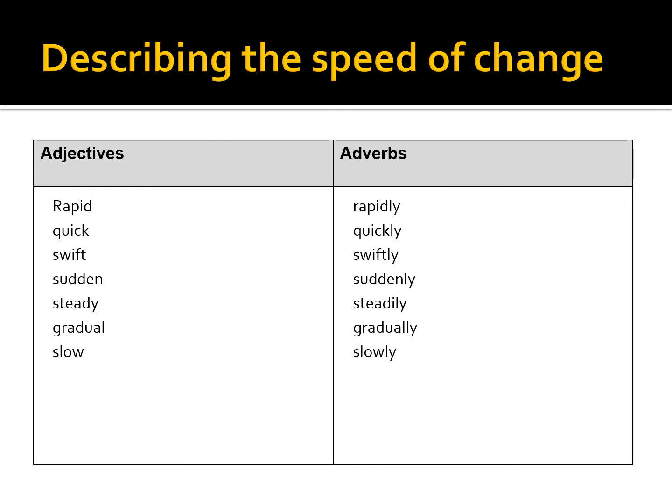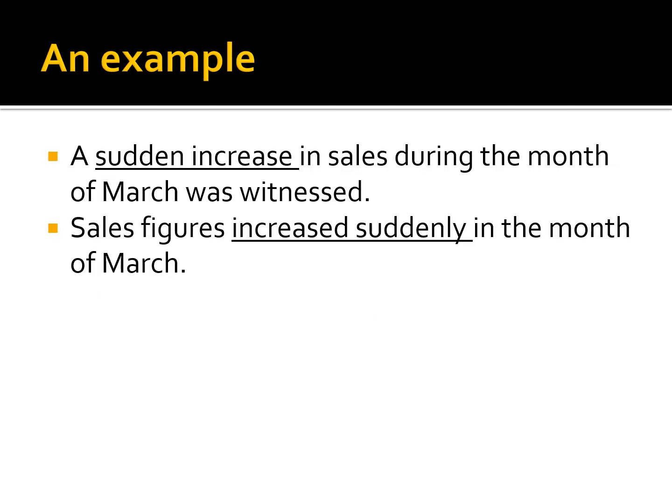So if you're saying increase slowly, that is correct. But if you're saying slowly increase, that would be considered incorrect. So keep that in mind. Let's move. Let's see an example over here. A sudden increase in sales during the month of March was witnessed. Sales figures increased suddenly in the month of March. Do you get it? Let's move.